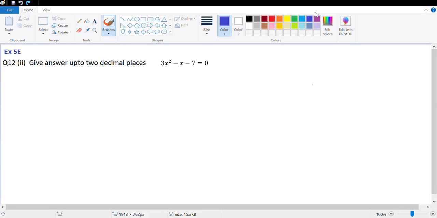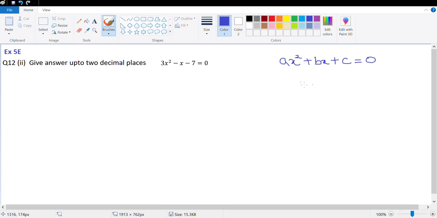Hi guys, let's look at the remaining questions of exercise 5e. But before we start this video, let's quickly revise whatever we've done in this chapter till now. So first we started with the standard equation of a quadratic equation. So the standard form of quadratic equation is ax squared plus bx plus c is 0.